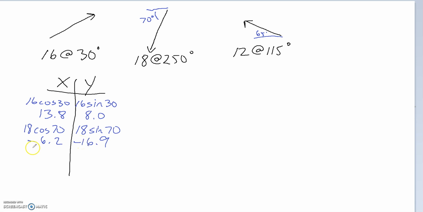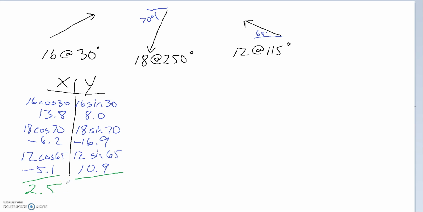And for my third vector, I'm going to do 12 cos 65 and 12 sine 65, which gives me components of around 5.1 and 10.9, and since it's going left, I'll make my X component negative. So there's all my components. So now what I need to do is take all of my components and add them together. So my total X component is around 2.5. My total Y component is 2.0.